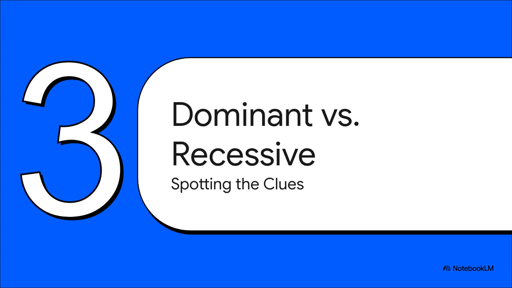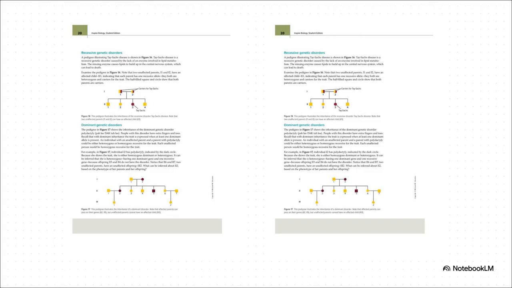This is where we learn to tell the difference between dominant and recessive traits. Let's look at these two cases side by side. On the left for Tay-Sachs, you see how those two unaffected parents in generation 2 have an affected child? That right there is a huge clue. Now look at the right for polydactyly. See how the trait appears in every single generation, and every affected kid has at least one affected parent? Spotting these patterns is the key to cracking the whole case.